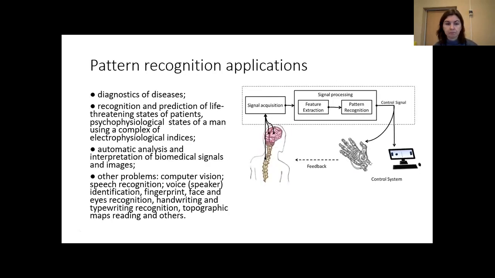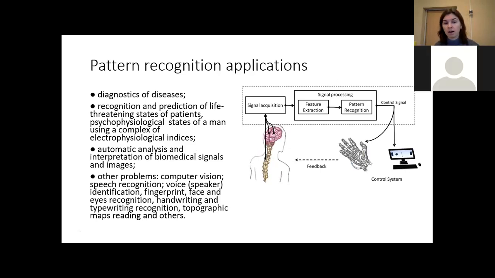Let's start with the applications of pattern recognition. Of course, in our case, we will work in general, and in major part, it will be diagnostics of diseases. For example, you need to help the doctor estimate some range of diseases using symptoms, laboratory test results, or any results of treatment, for example, drug therapy, and all information about the patient.